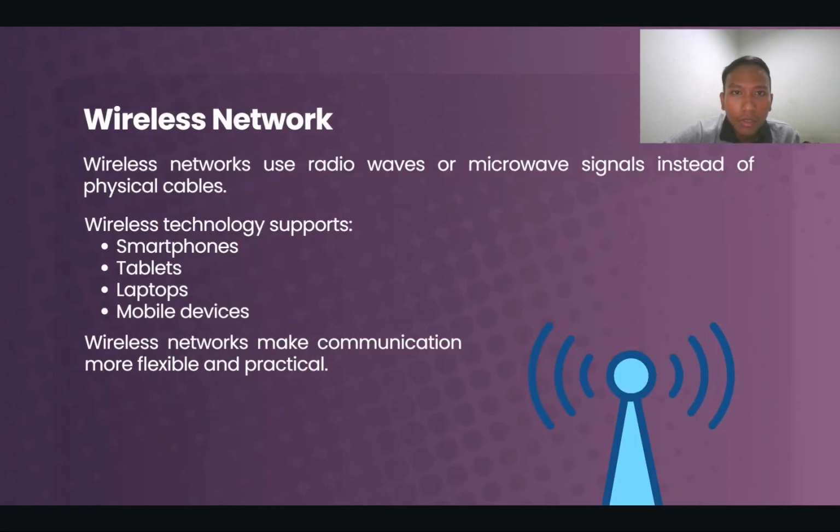The next one is wireless network. Wireless networks use radio wave or microwave signals instead of physical cables to transmit data. Wireless technology supports smartphones, tablets, laptops, and mobile devices. Today, wireless networks are very important because they make communication more flexible and practical. However, if we compare this with wired networks, wireless communication can sometimes experience signal interference or unstable connection depending on the environment.